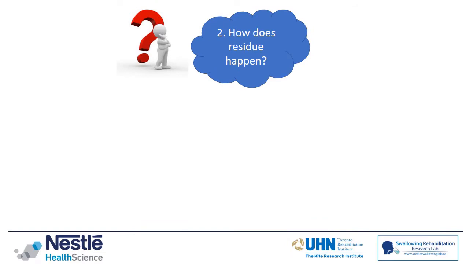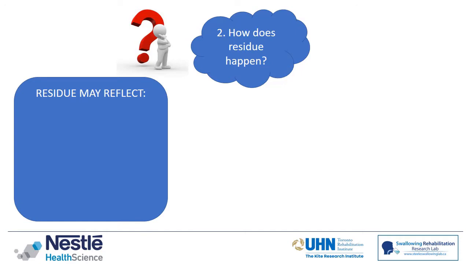So if residue is not normal, how does it happen? Residue is a sign of impaired swallowing efficiency. And here we mean that there is a problem in the physiological events that propel the bolus through the pharynx and into the esophagus. Previous papers have suggested that we could take a closer look at 4 elements that are involved in successful bolus propulsion and clearance.